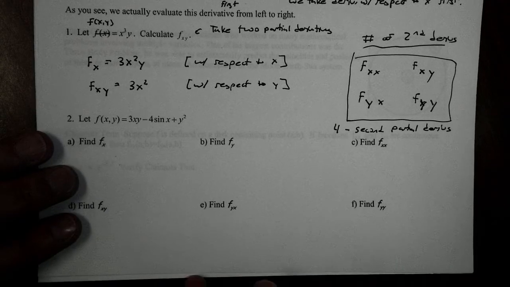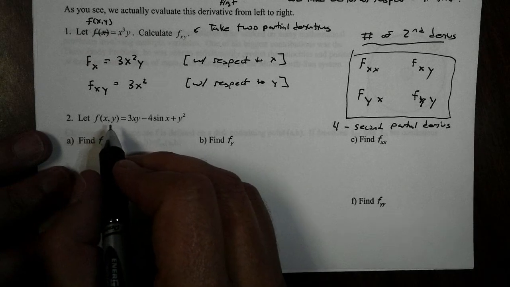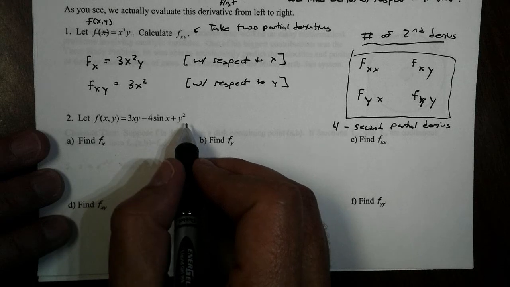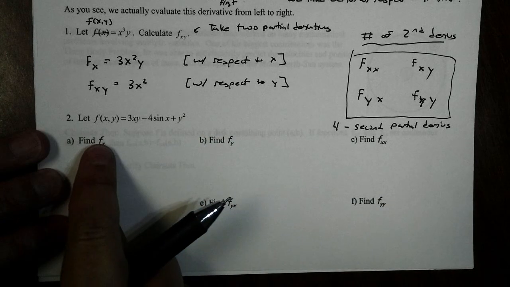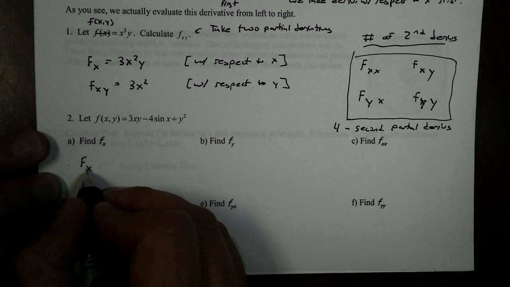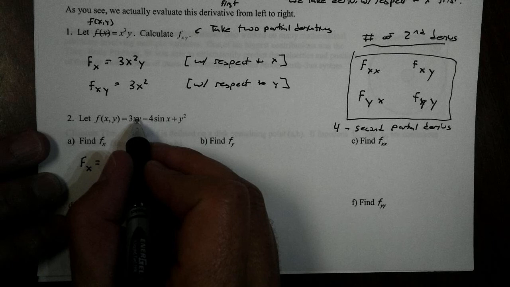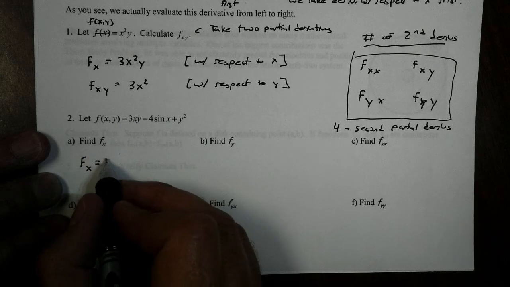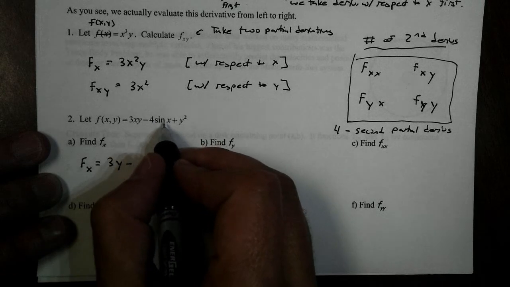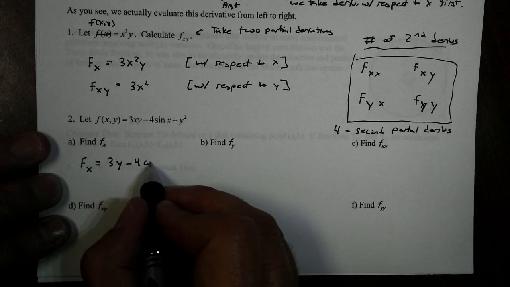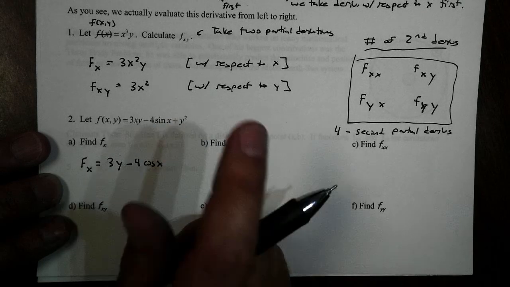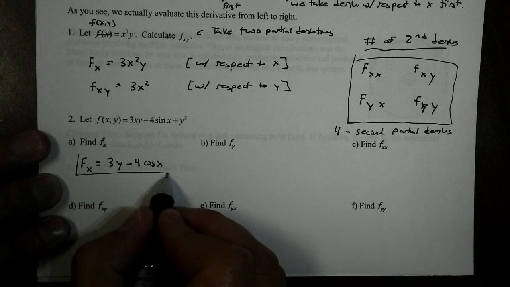So let's say f of x, y is equal to 3xy minus 4 sine x plus y squared. We want to take the derivative with respect to x. So if I take the derivative with respect to x, the x just goes away because there's a 1 there. So that's just going to become 3y minus, this is the derivative of sine of x, so we get 4 cosine of x. And what happens to the y squared? Well, that's a constant, so that just becomes 0. So there's our derivative with respect to x.